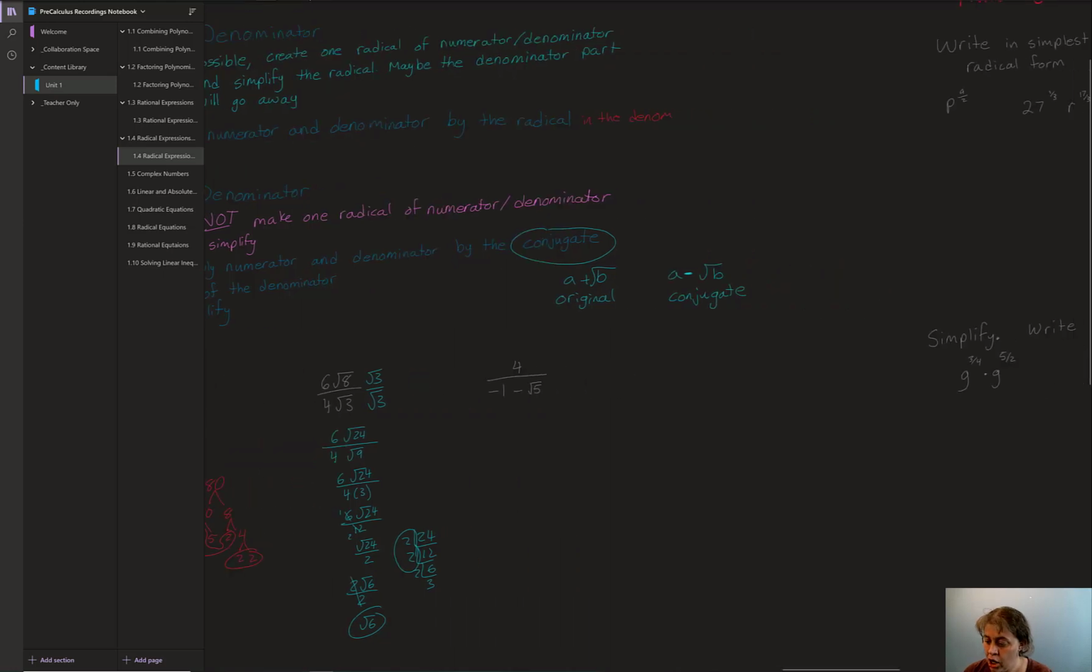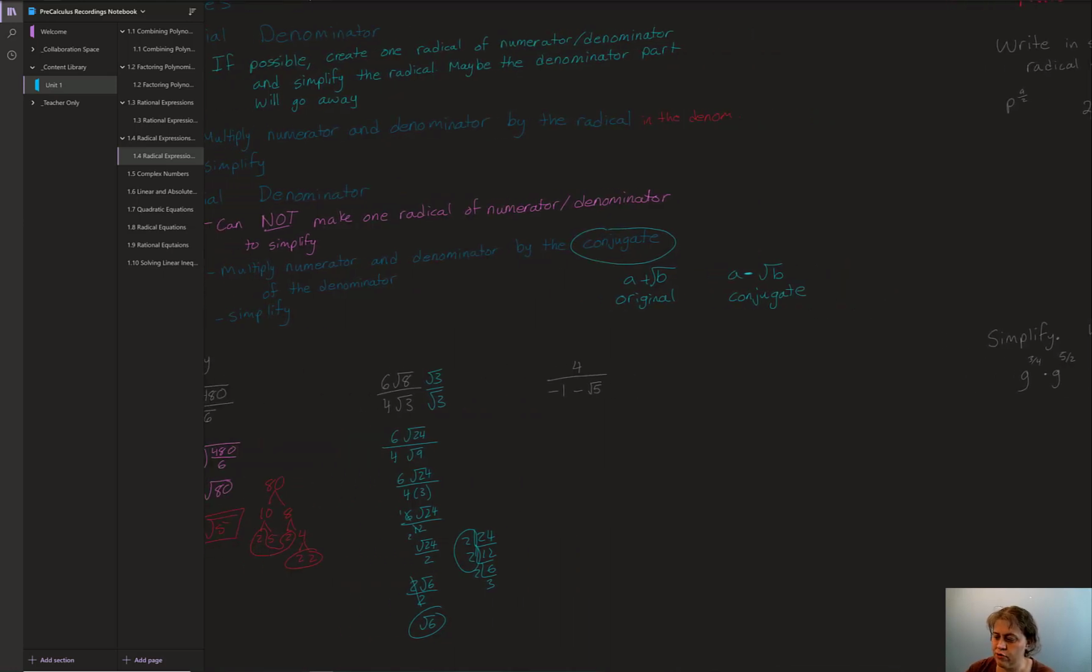So my conjugate for this 1 minus root 5 is negative 1 plus root 5. Floop, floop. Negative 1 plus root 5. And that's going to give me 4 times negative 1 plus root 5 over negative 1 minus square root of 5 times negative 1 plus square root of 5.